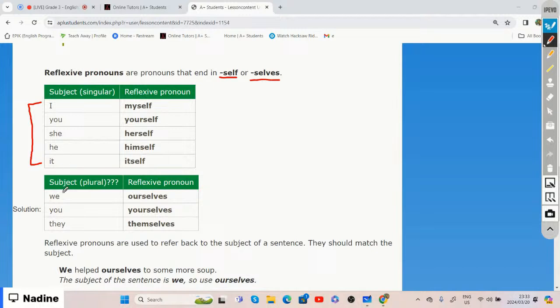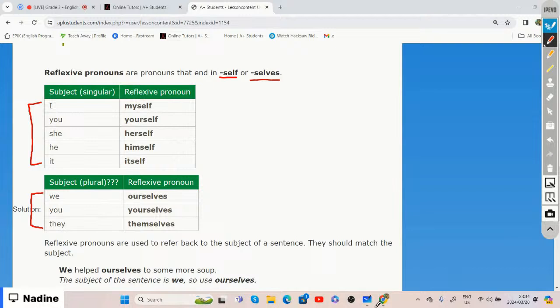And then if we're referring to more than one person or thing, if we're referring to we, more than one person, then it's ourselves. You can also refer to one person or more than one person, it's yourselves. And they is themselves. That is more than one person that we are referring to, right? Okay, and that is a reflexive pronoun.